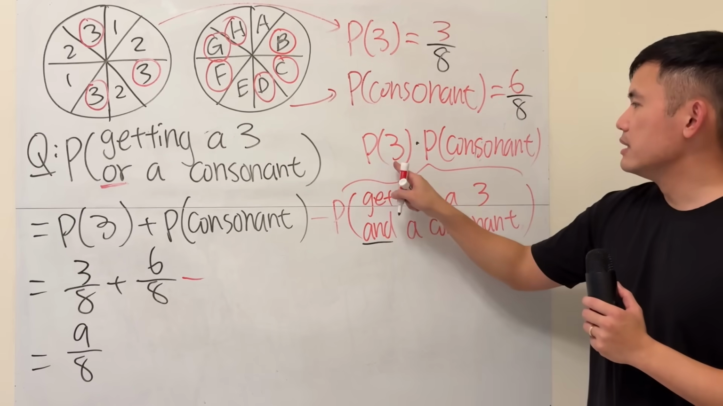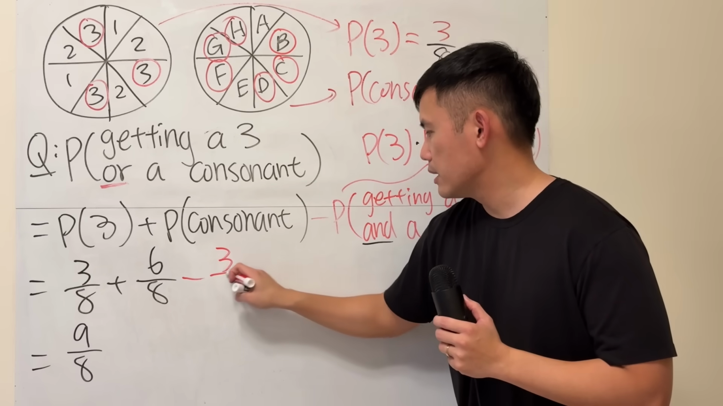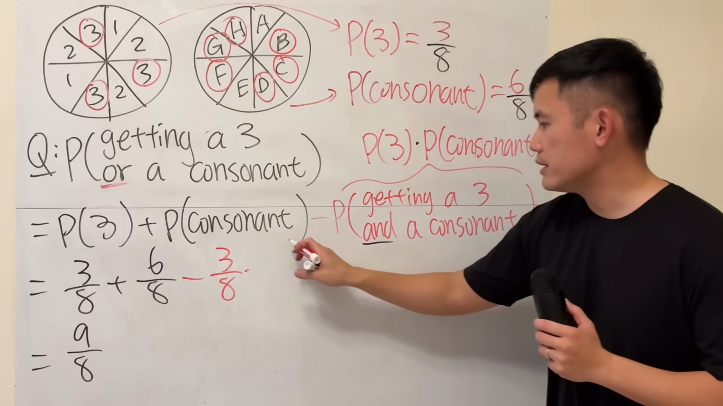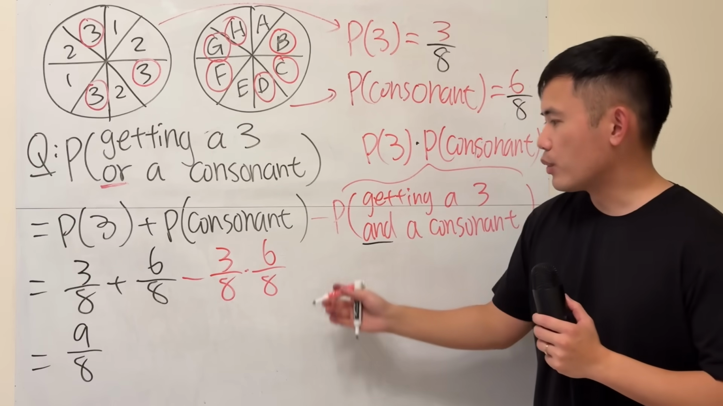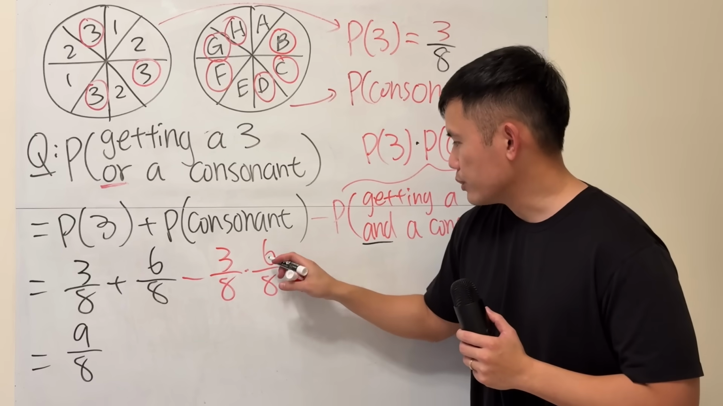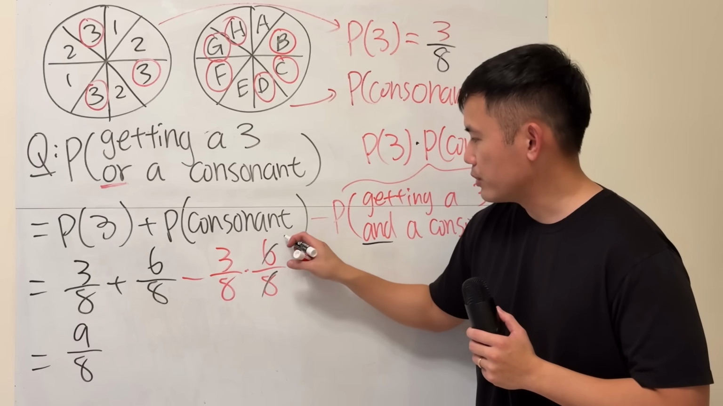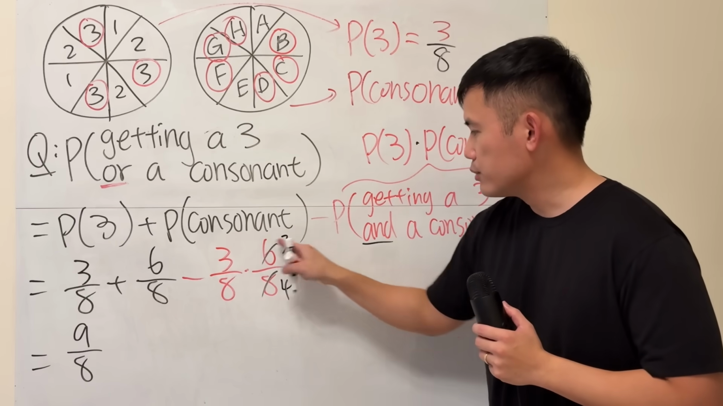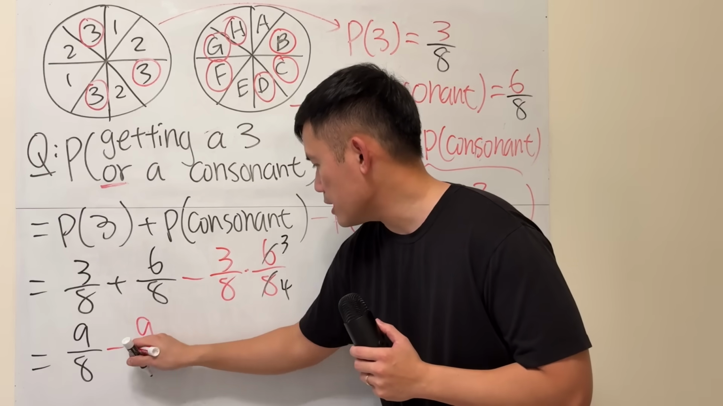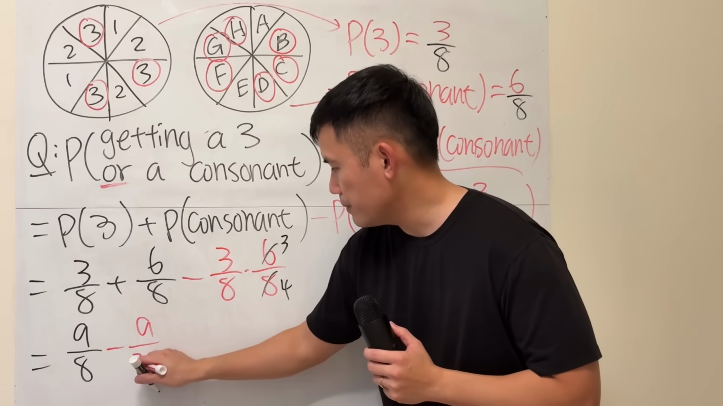So we subtract this, which is 3 over 8, times that, which is 6 over 8. And of course, we can do the fraction. I can reduce this a little bit now. When you multiply, it's easier that way. So that will be reduced by 2, which is 3 and 4. 3 times 3 is 9 on the top. 4 times 8 is 32.